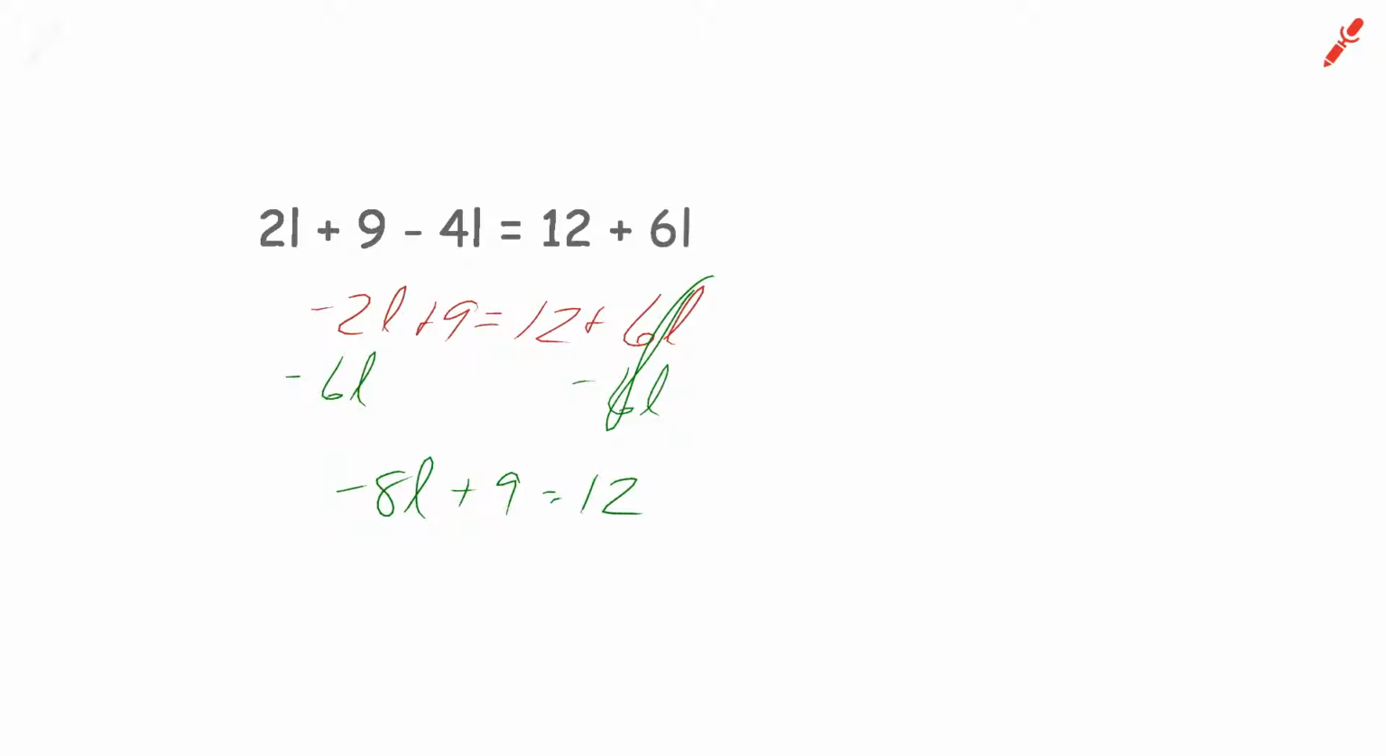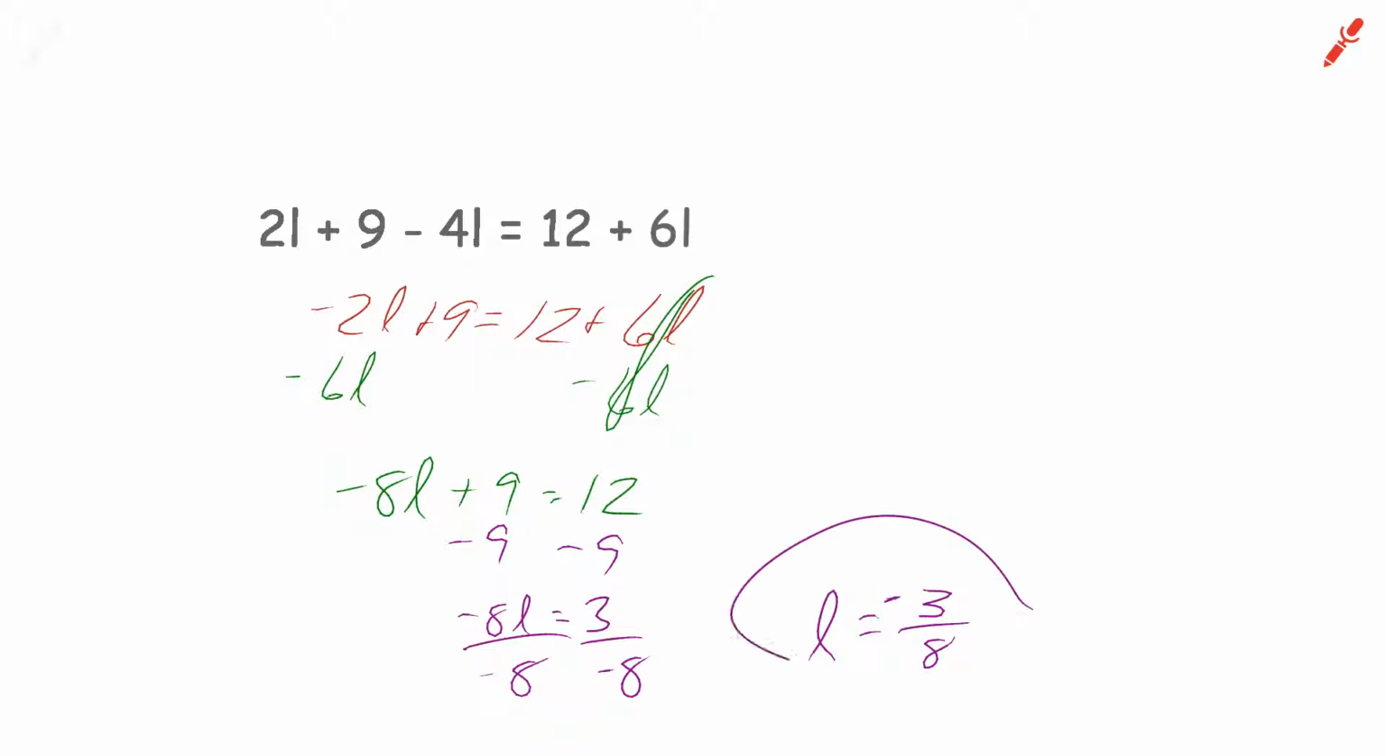Now we're down to the solve, so we subtract 9 from both sides. Negative 8l equals 3. Divide by negative 8, divide by negative 8. And you should have gotten L equals 3 over 8. That fraction is negative. This simple, guys. It's not really all that complicated.